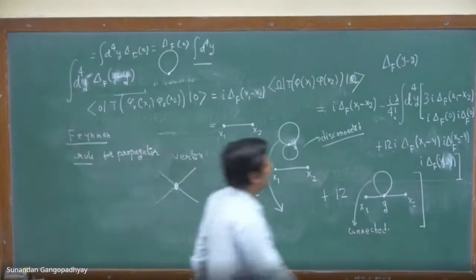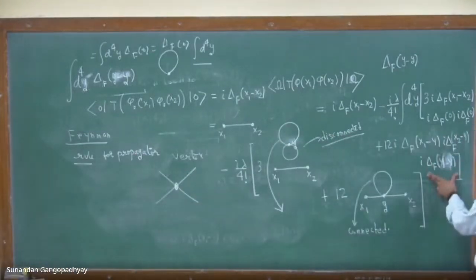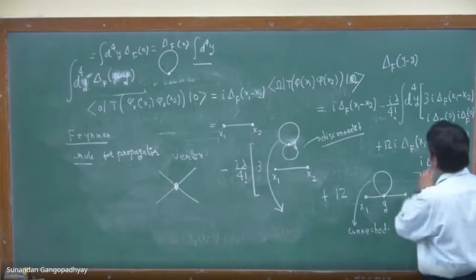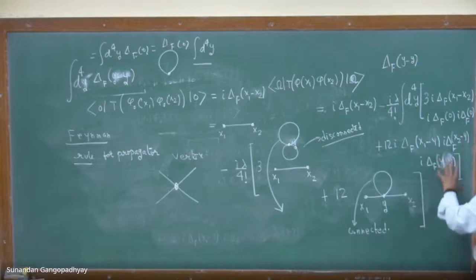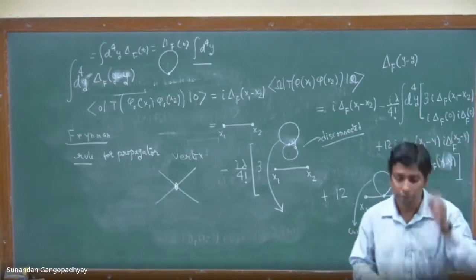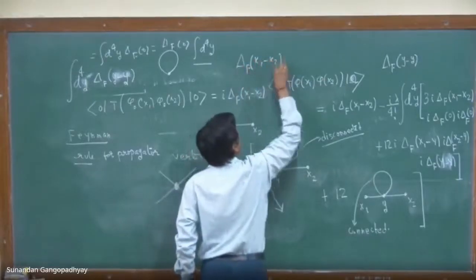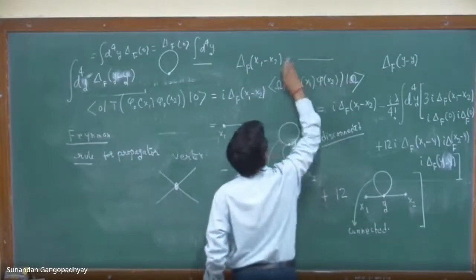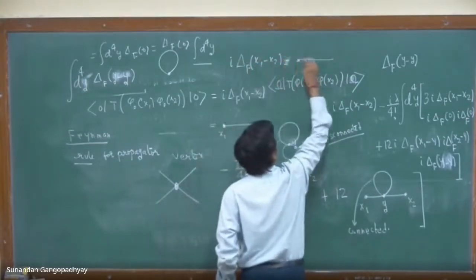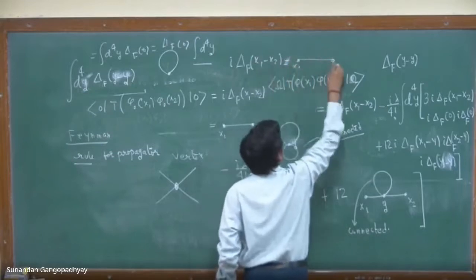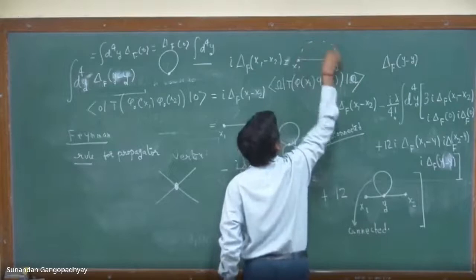See here, for this term, this is delta f y minus y. So this bubble is centered at y. You should remember that this bubble is centered at y. So you can take it outside the d4y integral, but still if you want to write it in terms of y, then you should remember that this loop that you have is centered at y. Because delta f x1 minus x2 is basically something like this. Or if you put in an i, you denote it like this. When x1 is equal to x2, then this folds up and you get a loop.